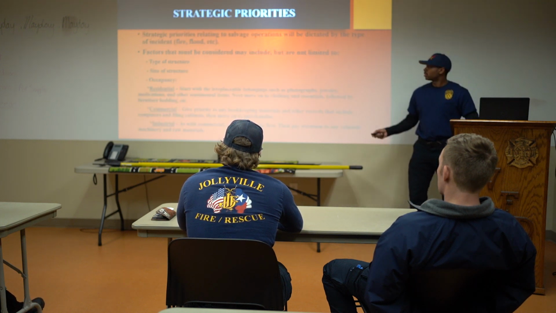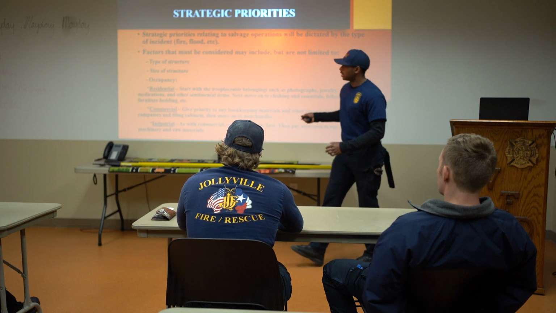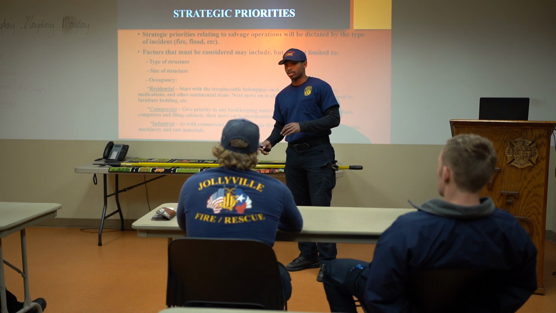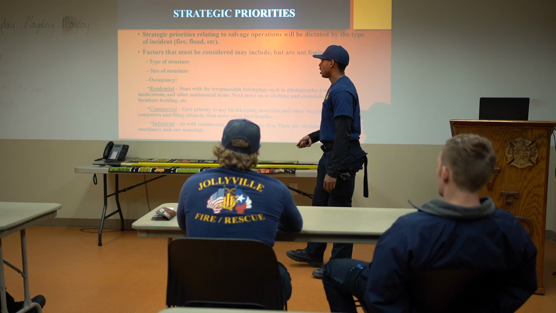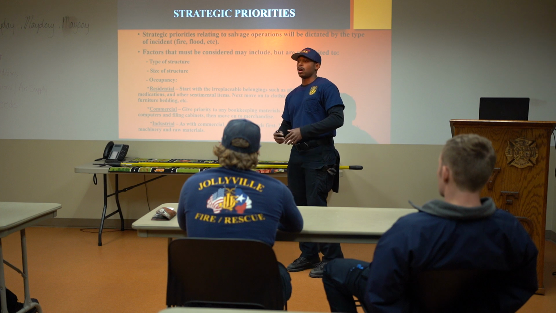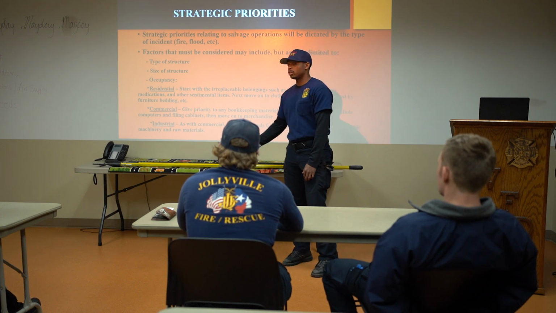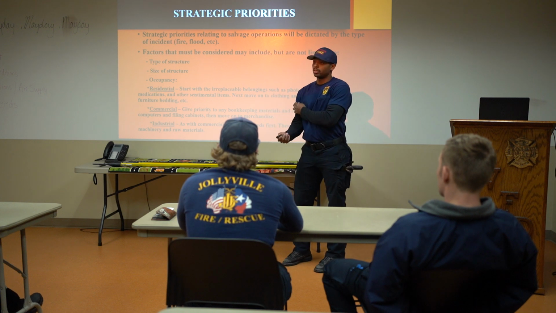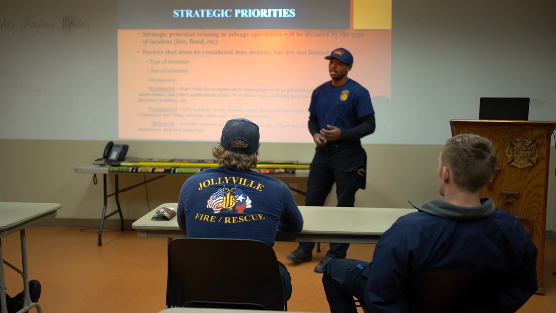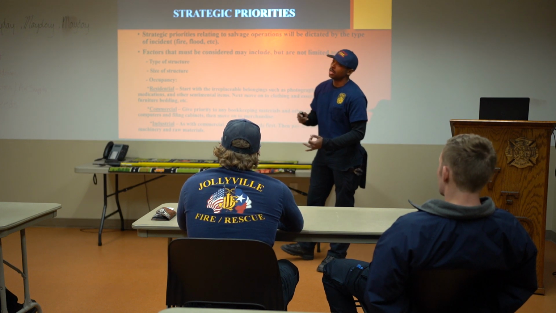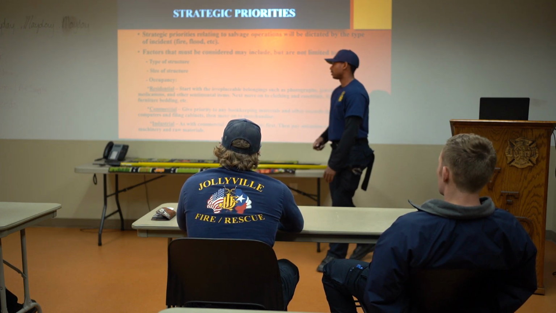All right, and we'll just skim over this. Strategic priorities. This is giving you a layout of the type of structures you may encounter. You have residential, which is homes that we all go to when we leave the station. Commercial is going to be places that we shop in or we gather or do different types of activities. And then lastly, industrial, think warehouses, chemical labs, those type of places.